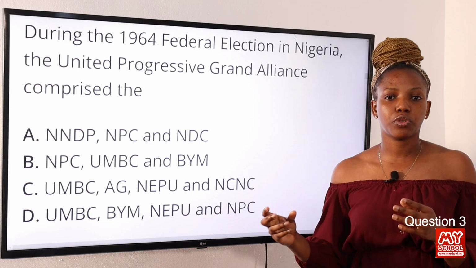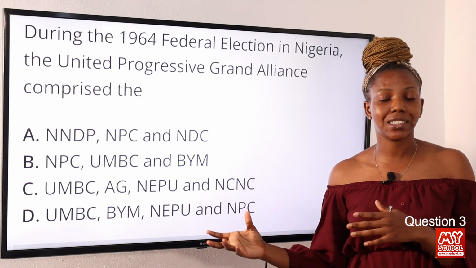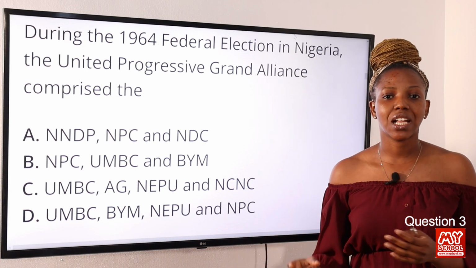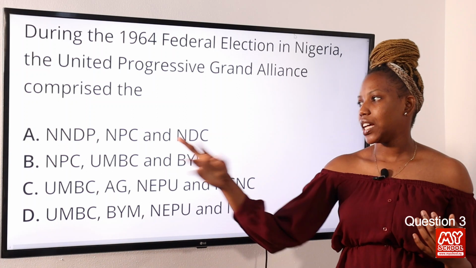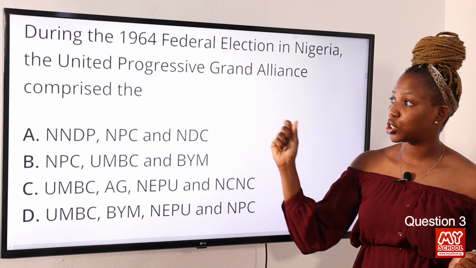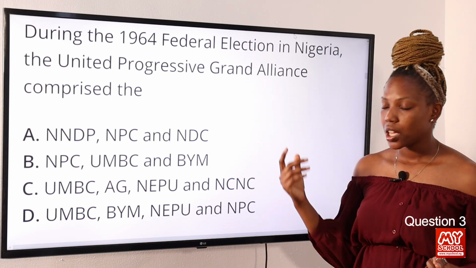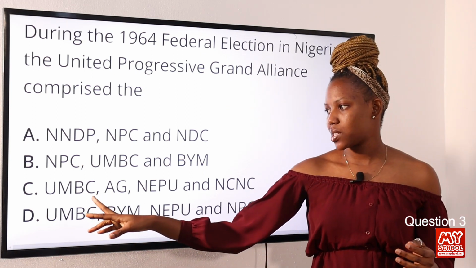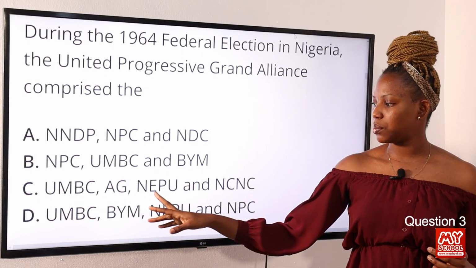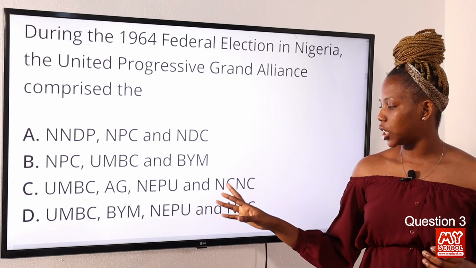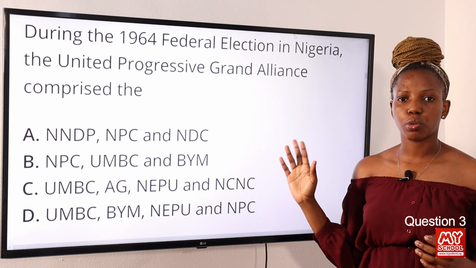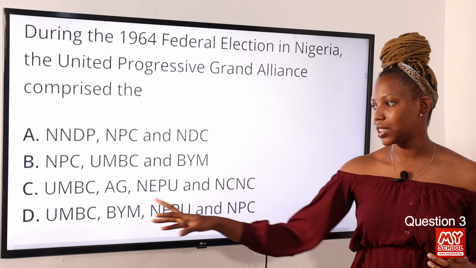Okay, during the 1964 federal election, the political parties then ran as part of alliances, and we had the Nigerian National Alliance, which comprises NNDP, NPC, and several others. But then the question talks about the United Progressive Grand Alliance, and we had UMBC, which is United Middle Belt Congress, Action Group, Northern Element Progressive Union, and National Council of Nigeria and the Cameroons. Okay, we had several other political parties under this alliance, but then this is accurate.